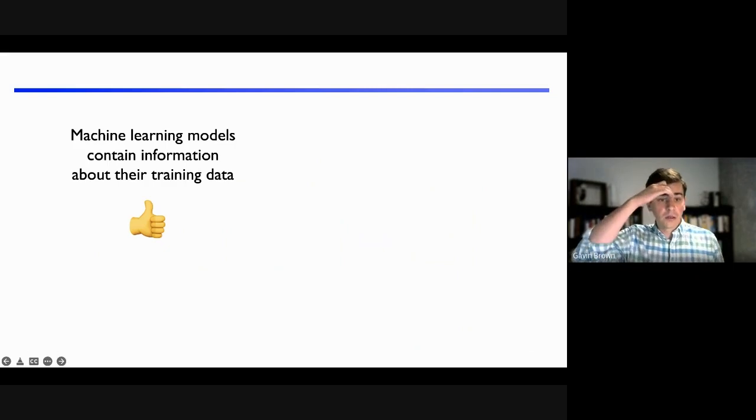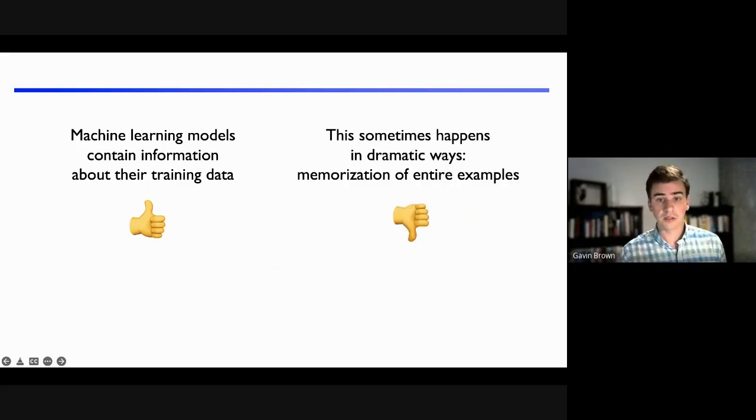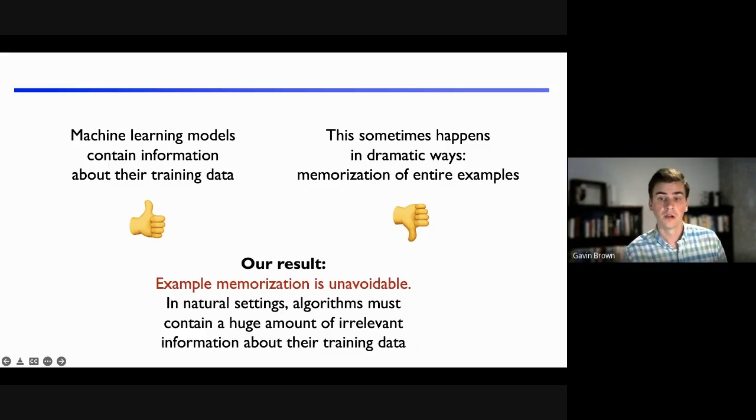Okay, so we all know that machine learning models contain information about their training data. This is exactly the point. However, sometimes they contain a lot of information, in extreme cases memorizing entire examples from their data. We'll see examples of this in a second. Our work shows that this example memorization behavior is, in general, unavoidable. We give natural settings where algorithms that are accurate must contain a huge amount of information about their training data, even if that information is irrelevant to the task at hand.